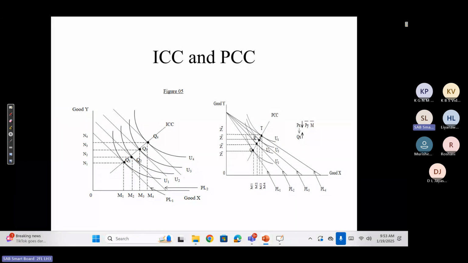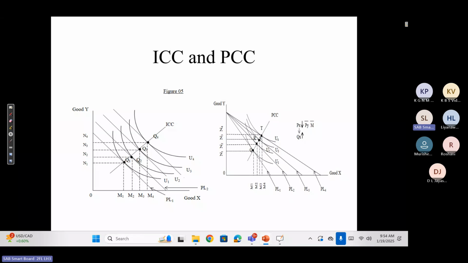So for the time being, we can identify the ICC and the PCC. The ICC explains income change, all other factors remaining constant. What happens to the equilibrium? By combining those equilibrium points, we identify the ICC. And the PCC means income remains unchanged while price changes, all other factors remaining unchanged, and we see the impact on the indifference curve analysis. By combining those equilibrium points, we identify the price consumption curve.